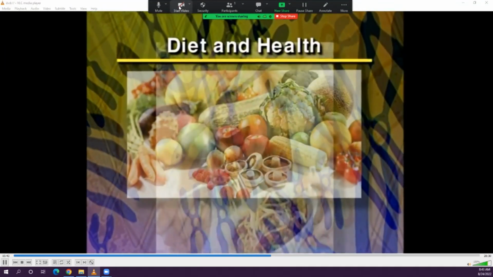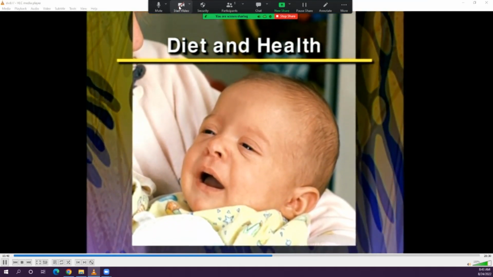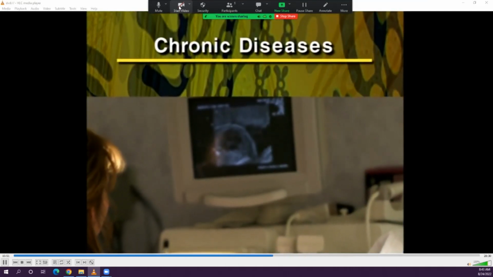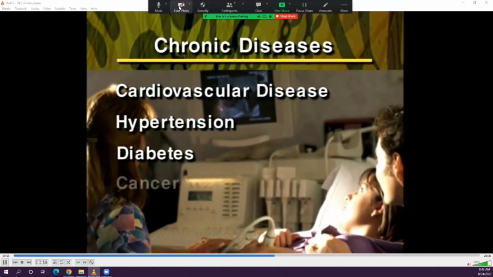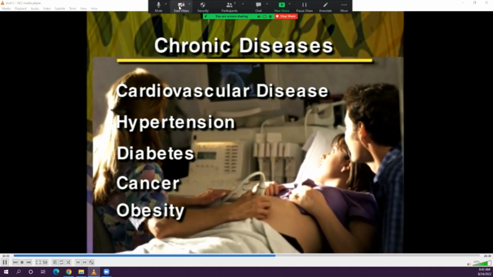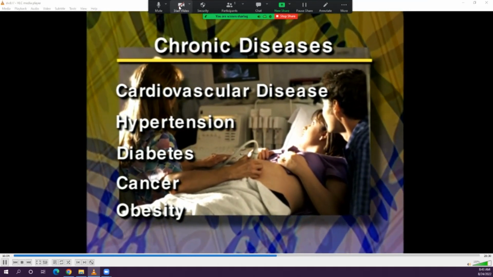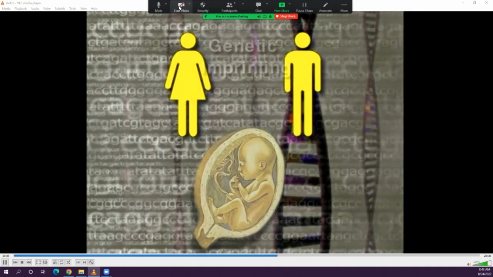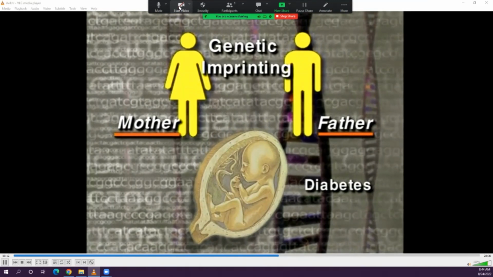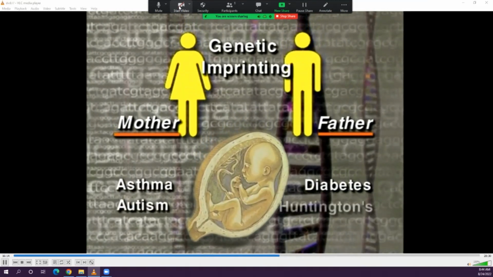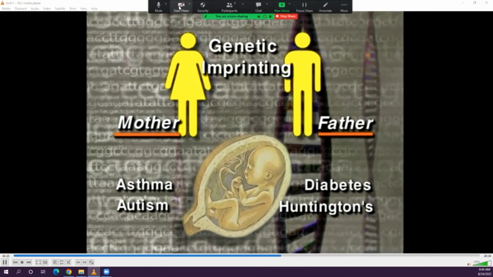The diet and health of the mother during pregnancy have an impact on the health of the child later in life. Sometimes chronic diseases, such as cardiovascular disease, hypertension, diabetes, cancer, and obesity, have been related to problems in the uterine environment during prenatal development. Genetic information inherited from each parent makes a difference. Diabetes, asthma, autism, and Huntington's are more likely to appear depending on whether the trait is inherited from the mother or the father.